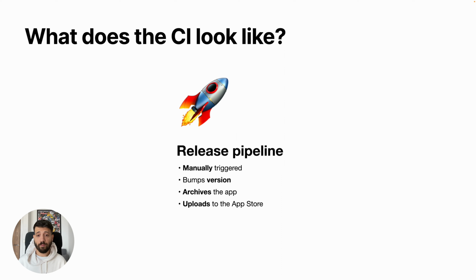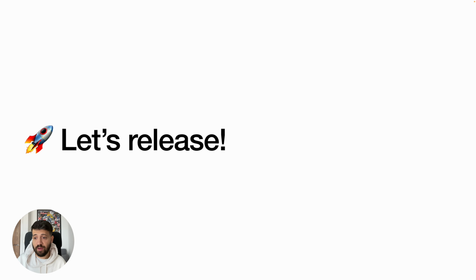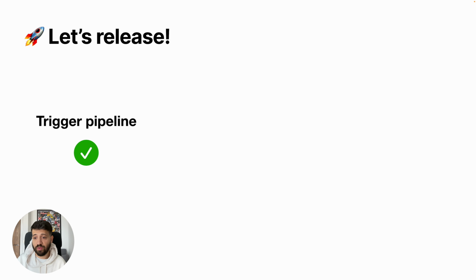So as I said, we've got many new features since the past release, and we're eager to get them out to our users. What do we do? We release. So the first thing we do is manually trigger the pipeline. As we see, it succeeds. It's all fine. The pipeline is running now.